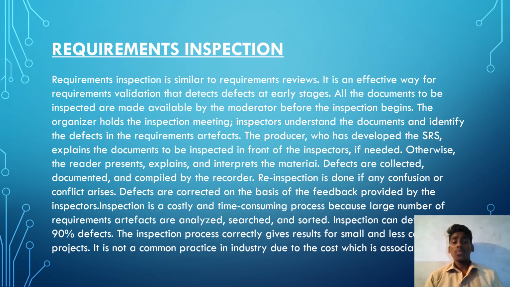Defects are collected, documented and compiled by the recorder. Reinspection is done if any confusion or conflict arises. Defects are corrected on the basis of the feedback provided by the inspectors. Inspection is a costly and time-consuming process because a large number of requirements artifacts are analyzed, searched, and sorted. Inspection can detect up to 90% of defects. The inspection process correctly gives results for small and less complex projects. It is not a common practice in industry due to the cost associated with it.